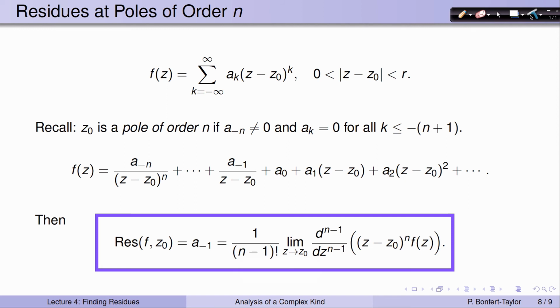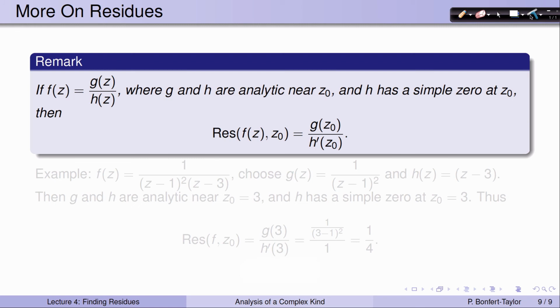This formula clearly contains the two cases that we already considered earlier, the simple pole and the double pole, but now you can use it for higher order poles as well. To finish, I want to show you one other very useful little fact. Suppose you have a function f that is a quotient of two analytic functions, g and h. For h, the denominator has a simple 0 at z0. Then the residue of f at z0 can simply be found by taking g, the numerator function evaluated at z0, and dividing that by the denominator derivative at z0.